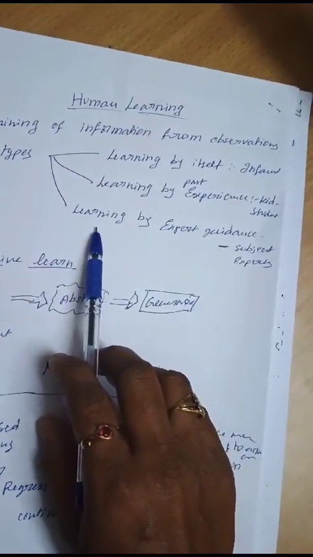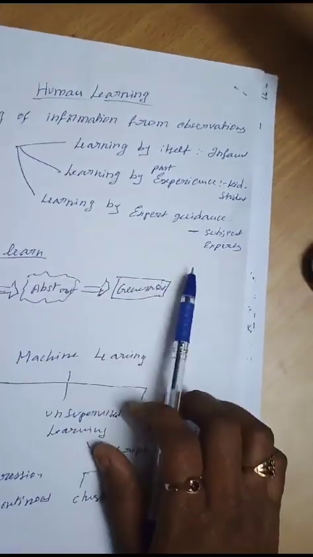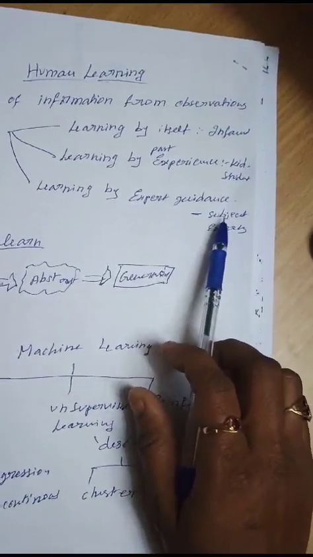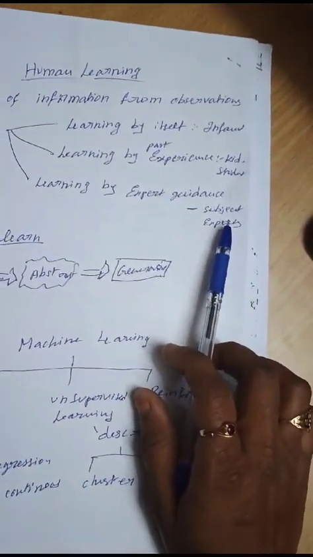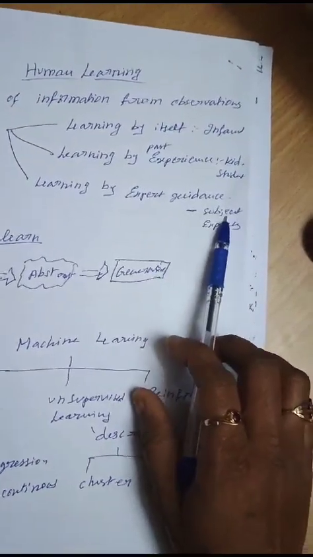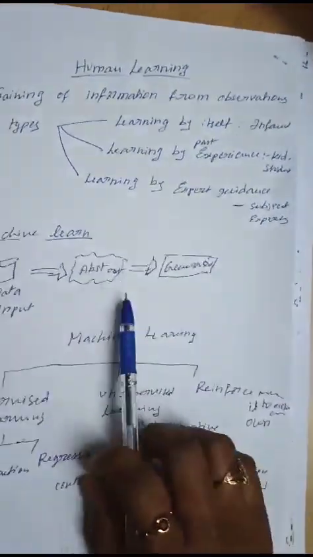Another type is learning by expert guidance. Learning by expert guidance is nothing but learning from an expert guide on a specified subject.